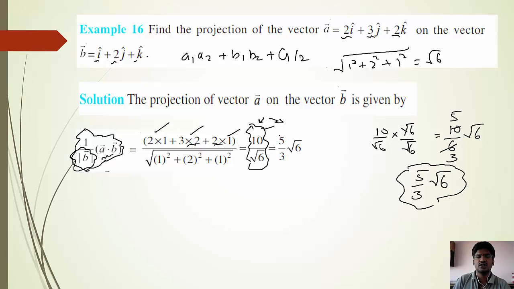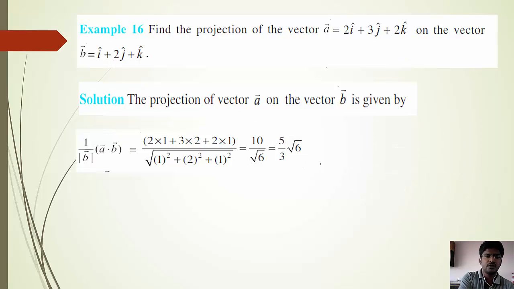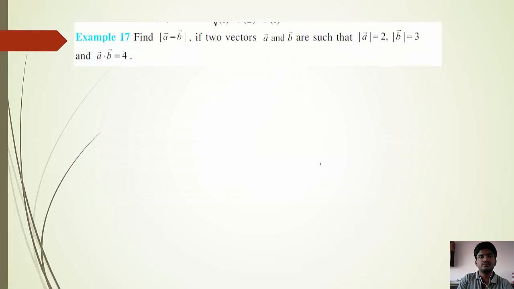10 by root 6 you will get, but here you may get the confusion of 5 by 3 into root 6. For that, what you have to do, for 10 by root 6 you have to multiply root 6 by root 6. So 10 root 6 divided by root 6 into root 6 will be 6. So that I can simplify to 5 by 3. So 5 by 3 into root 6 will be the correct answer which you have got here. Okay. I think this problem is clear. So now I will go for the next question.